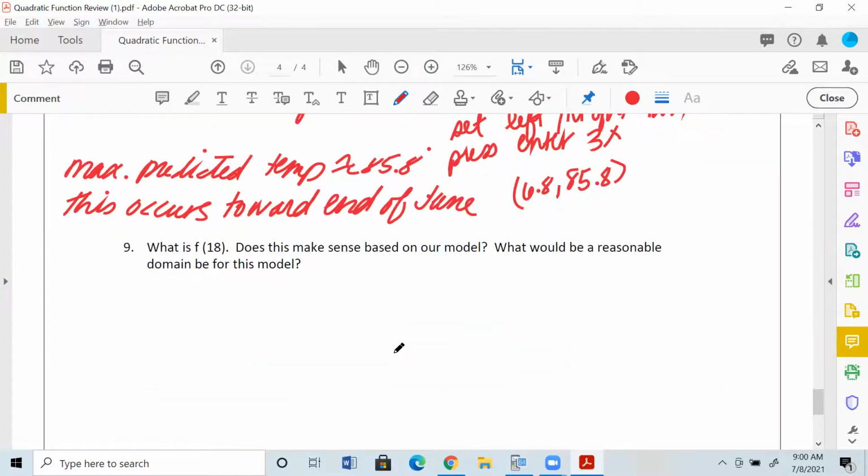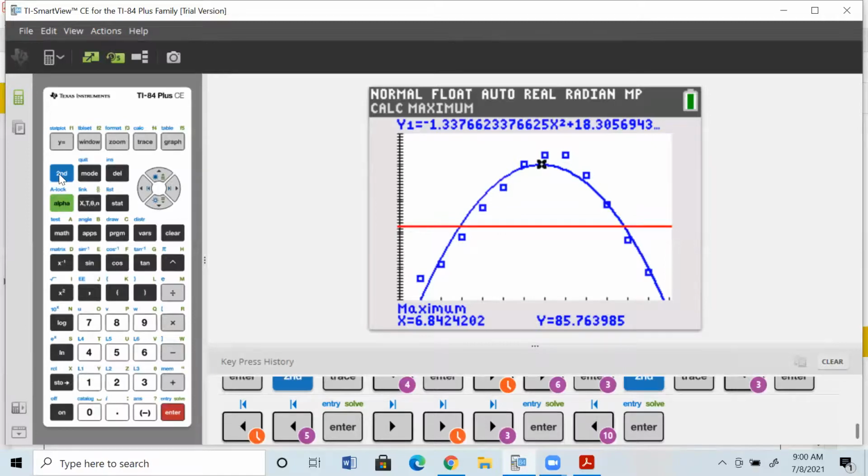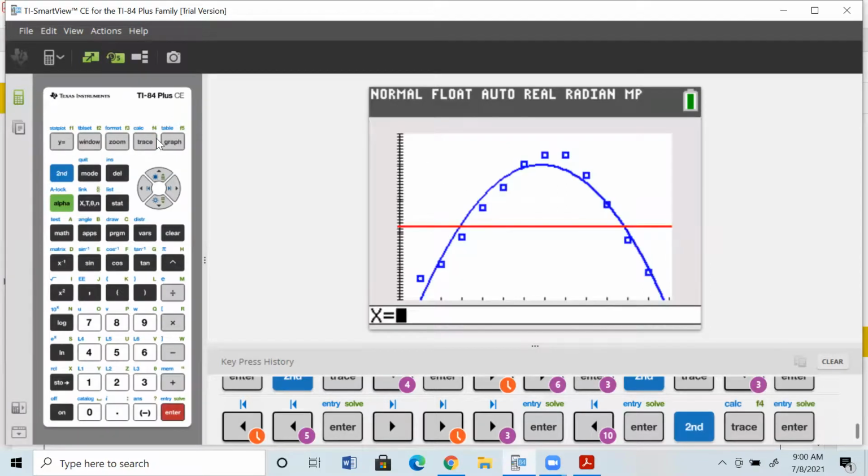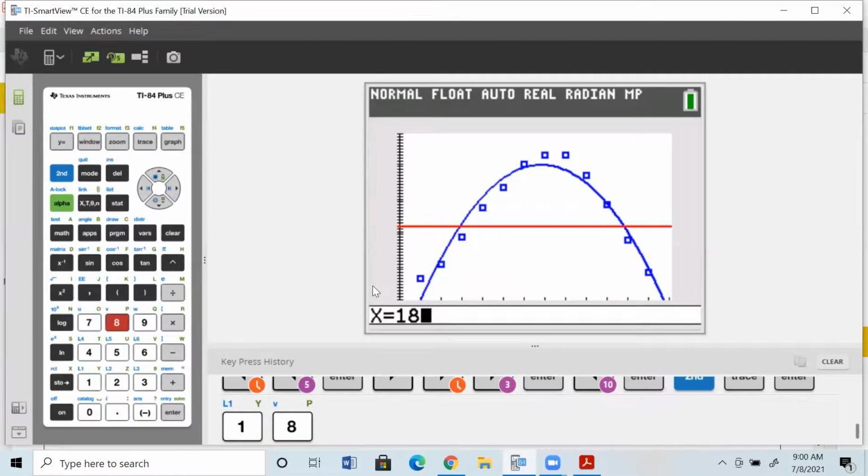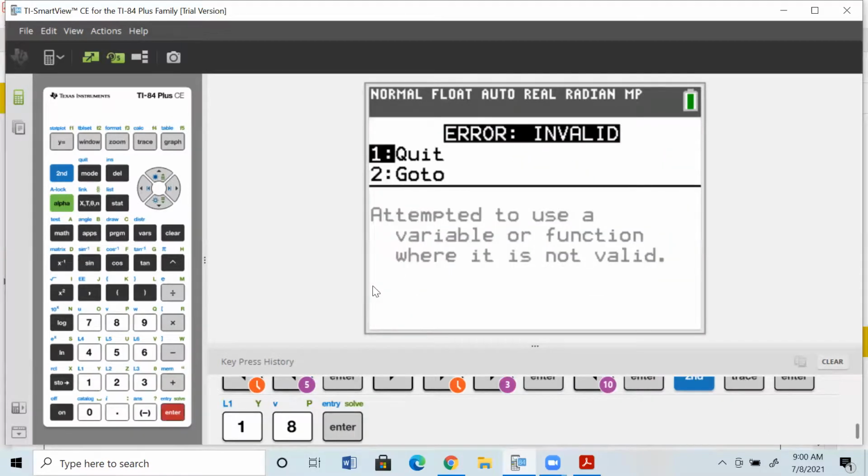Our last question here, what is F of 18 and does this make sense on our model? So going back to our calculator, if you want to calculate any corresponding value given an X, you can say second calc value, and this pops up the X equals and lets you type in any X value you want. So if I type in 18 and hit enter, you'll notice that I get an error message.